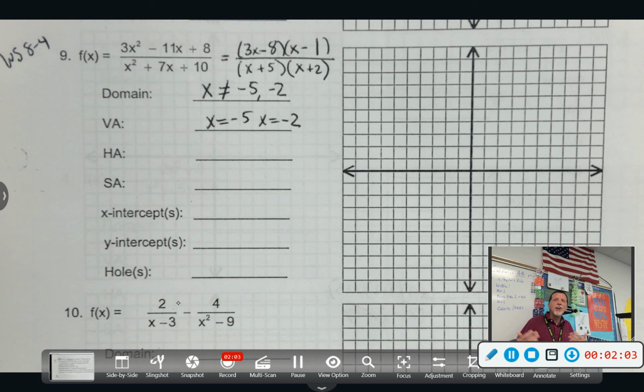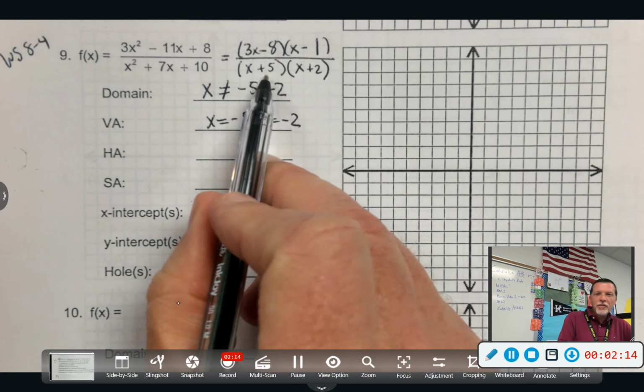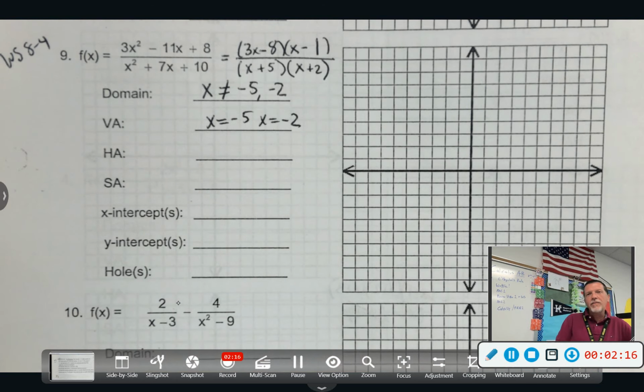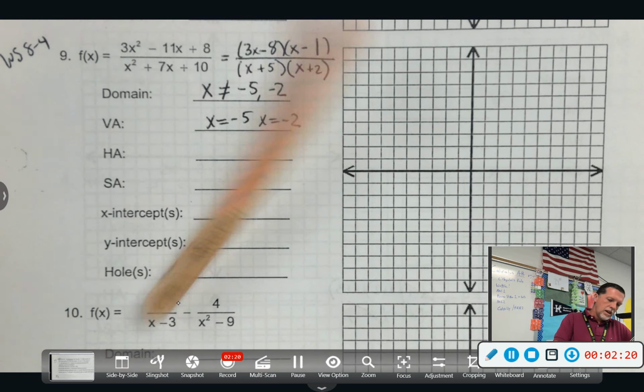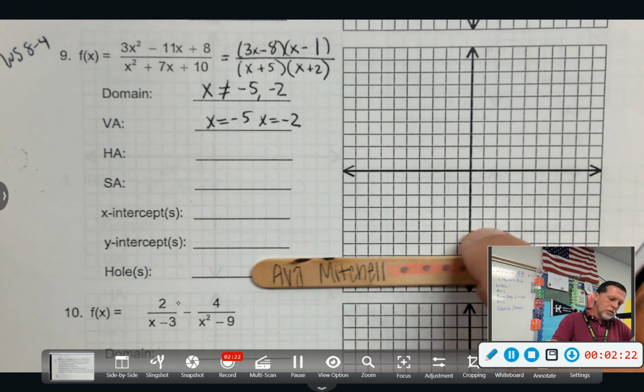Does anybody know what I'm trying to get Madeline to say? It makes the bottom 0. You can't divide by 0. So you're giving better answers. I was looking for a more basic answer. I can't divide by 0, so x can't be negative 5 or negative 2. And so Madeline told us they're both vertical asymptotes.